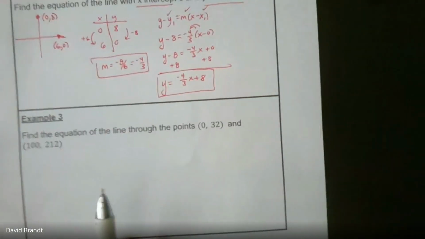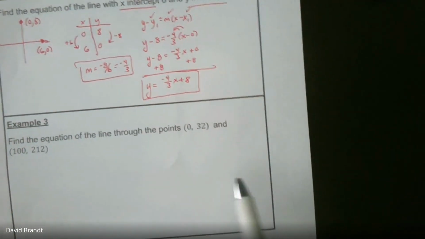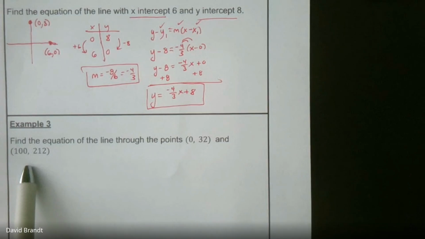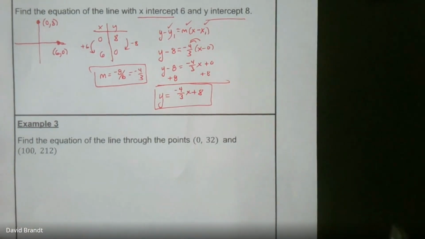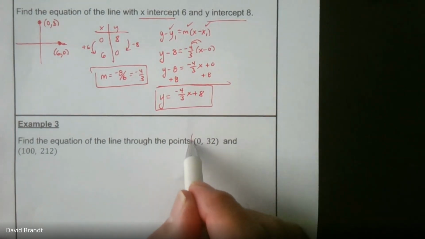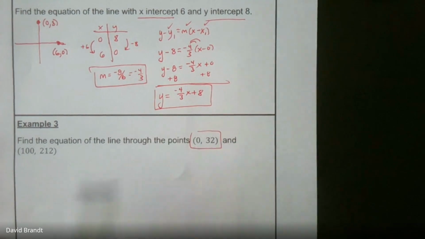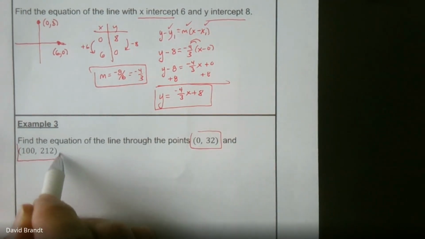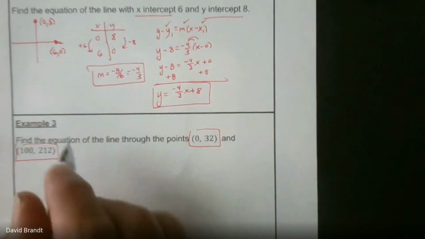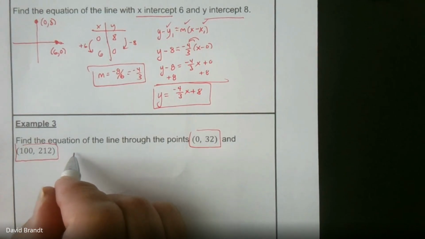Now, this does not look like an application, does it? I just said find the equation of the line through the points (0, 32) and (100, 212). I mean, I thought applications were supposed to be word problems, right? Well, do you notice anything weird about these points? Have you seen these numbers before? I think I heard somebody say it. That's temperature. Yes, temperature.